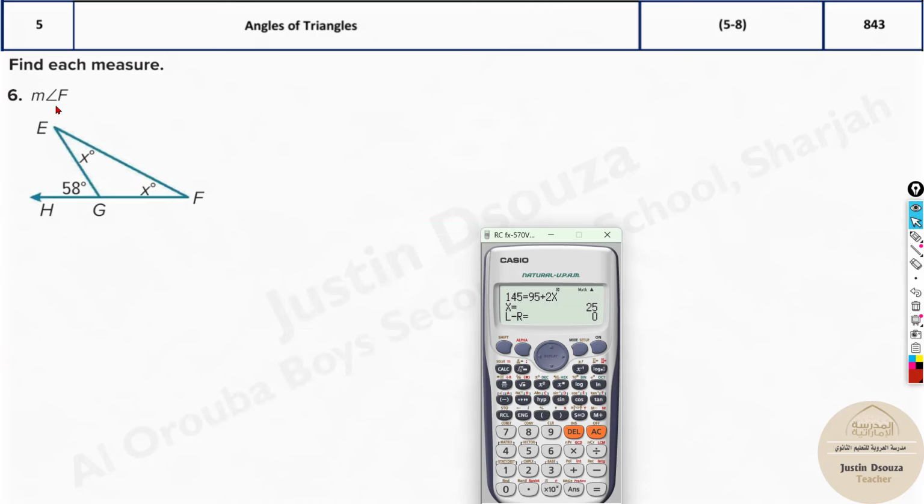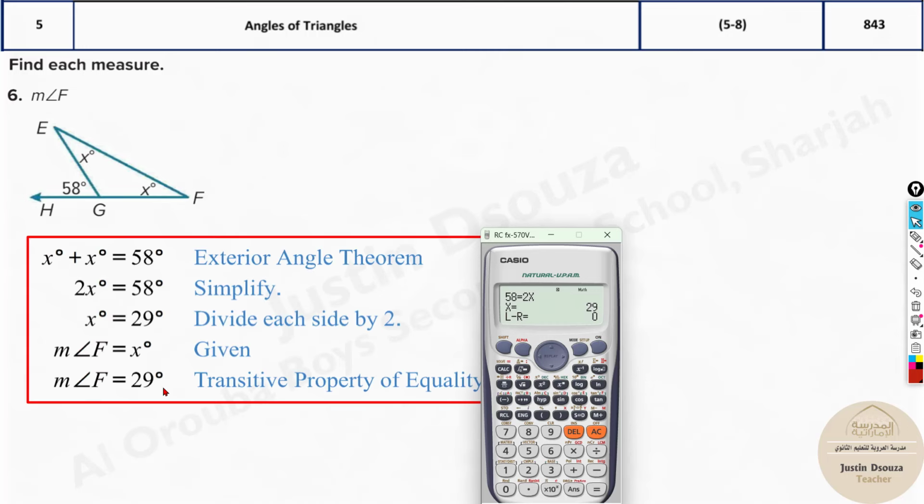And what next? You can find this the same way. You need to find the measure of f. So all you need to do is 58 equals x plus x, which is 2x. I'm going to write it directly. Or you can write over here x plus x. It's fine. You'll get the same answer. Shift and solve. This is the previous stored answer. When you press equal to, you'll get the new answer. That's 29 is the answer.